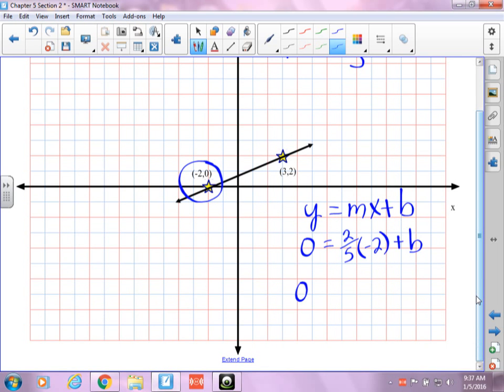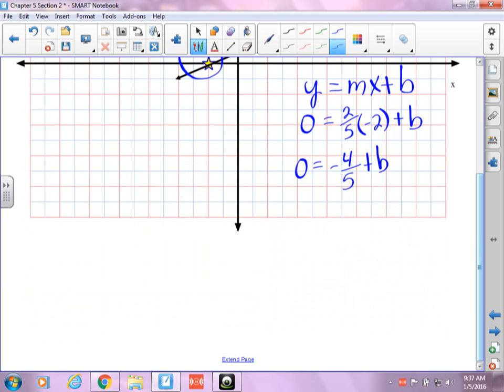All right, so 0 equals, what's 2/5 times -2? -4/5 plus b. I'm going to add 4/5, and I get 4/5 equals b. Now, one person has asked me, Mrs. Medvick, can I turn that into a decimal? What's 4/5 as a decimal? It's 0.8.